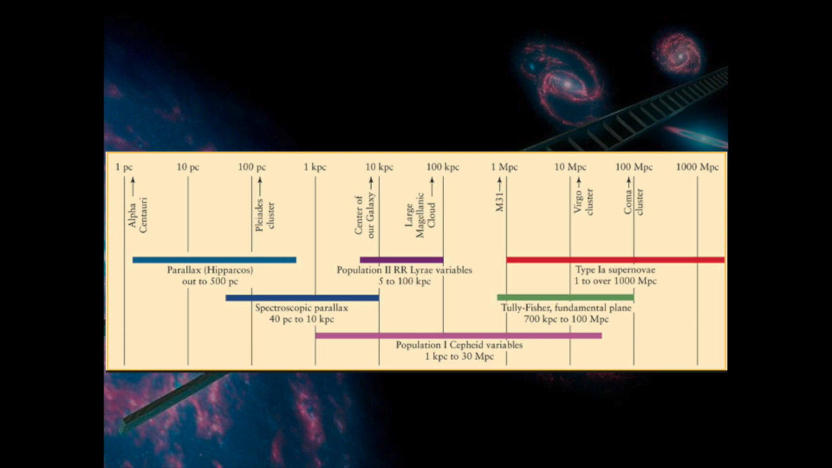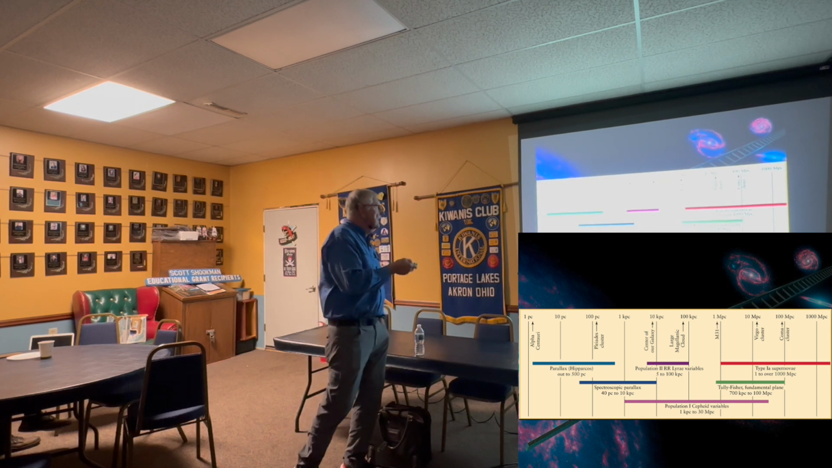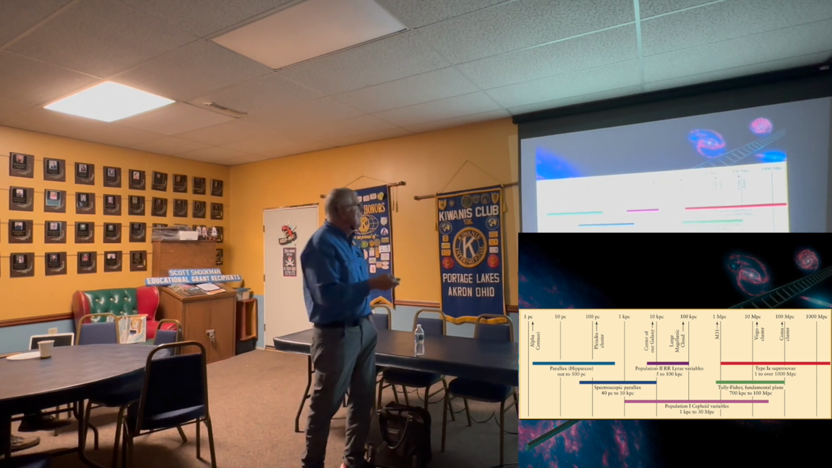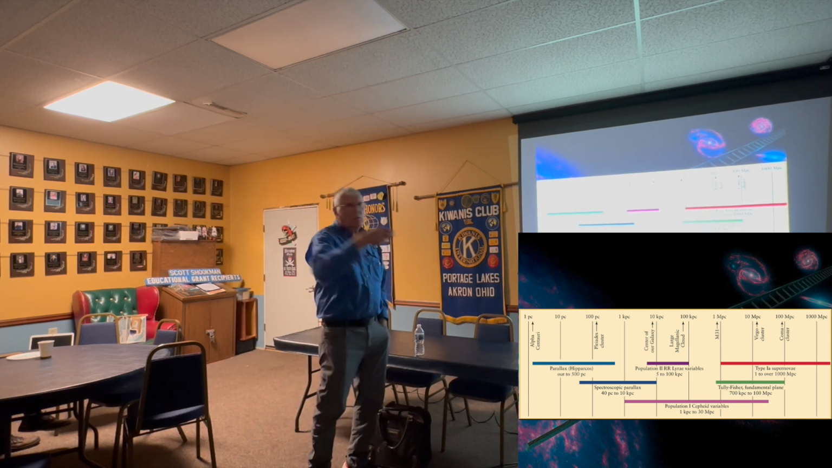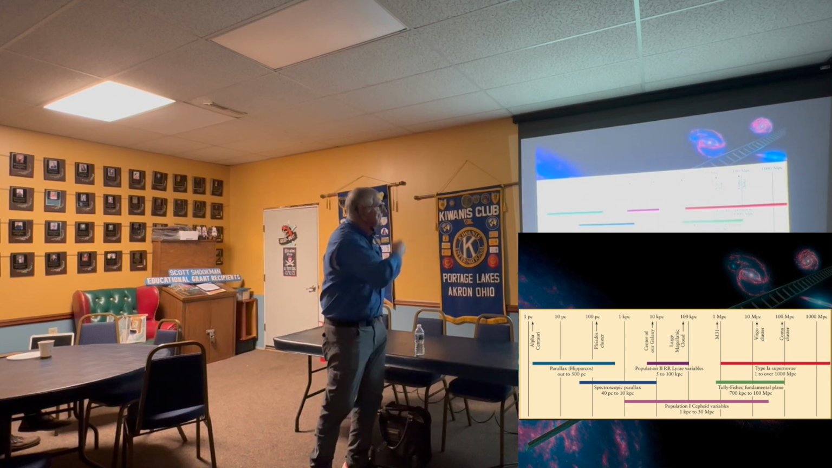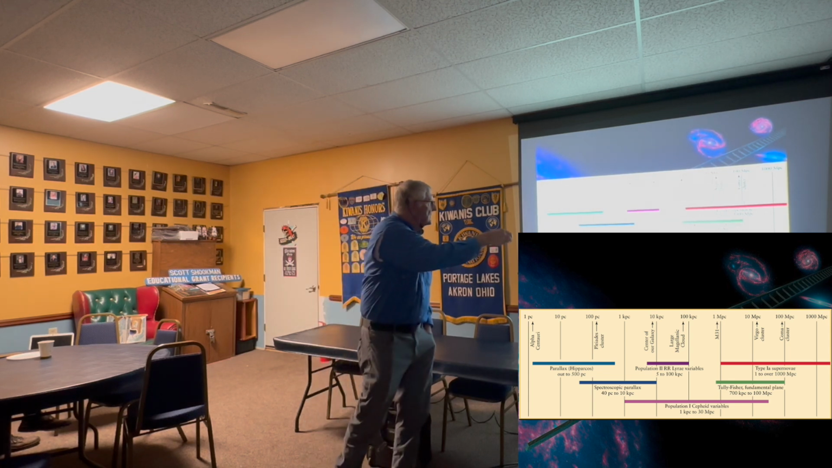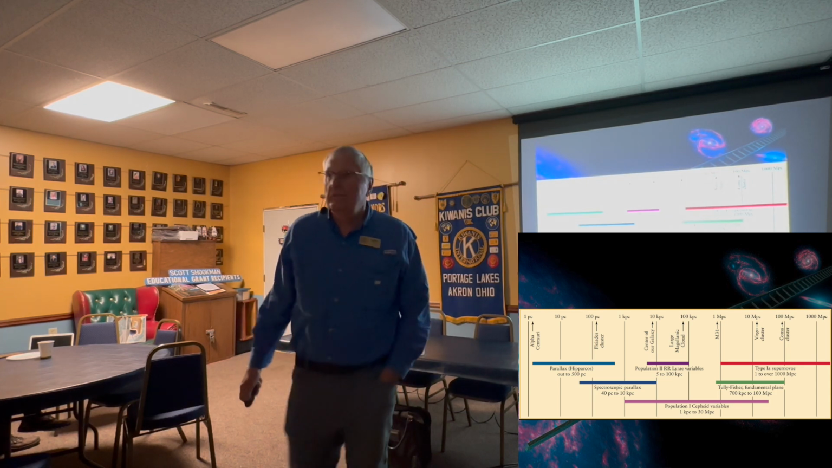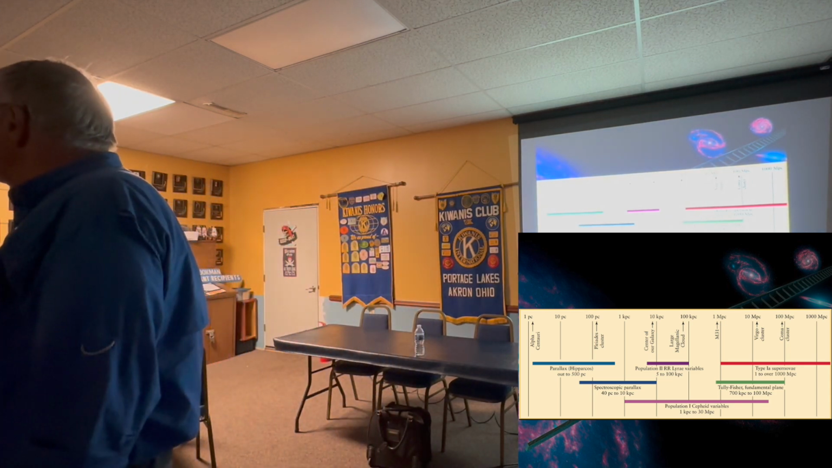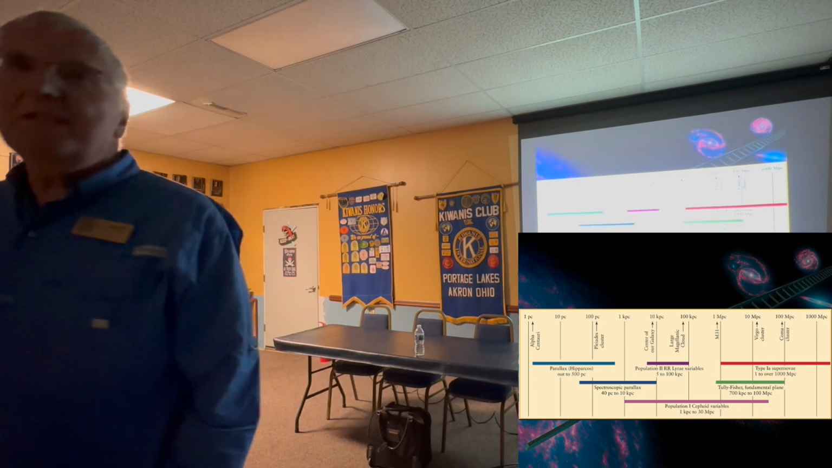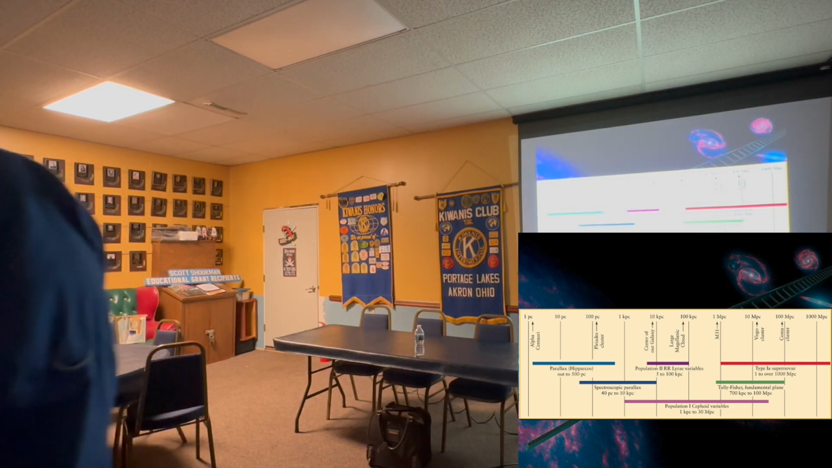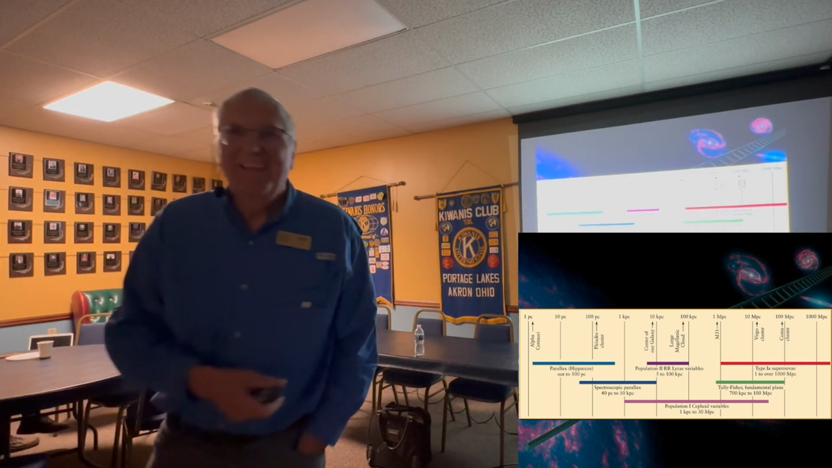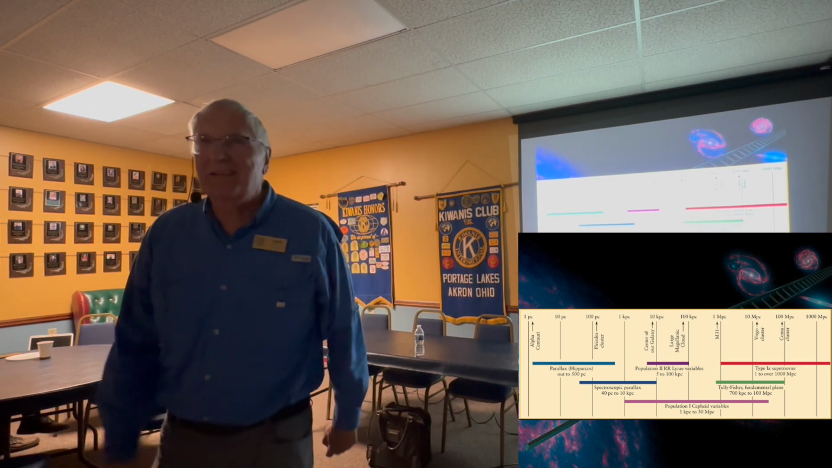So this is kind of the whole thing, wrapped up. You've got parallax, spectroscopic parallax, population 2 RR Lyrae variables, population 1 Cepheid variables, type 1a supernovae, and the Tully-Fisher relation. So it's cool stuff, but it ain't easy, okay? I mean, it sounds easy sometimes. I don't know, did I make it sound easy? I'd be happy to try to entertain any questions anybody might have.